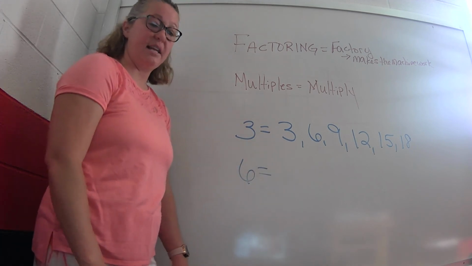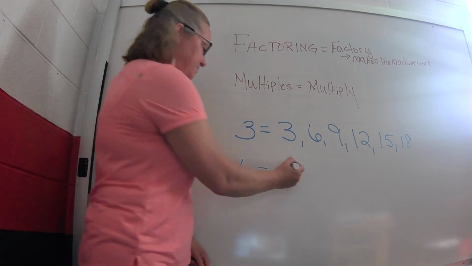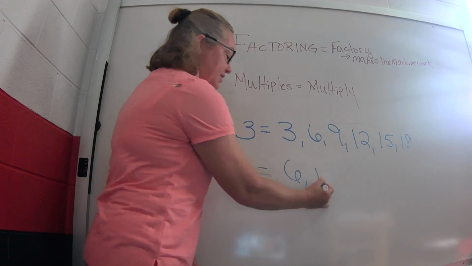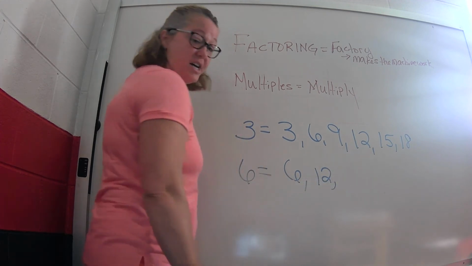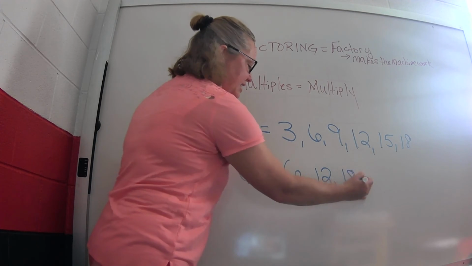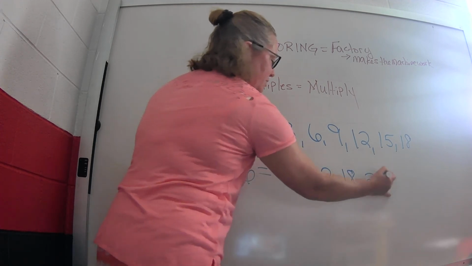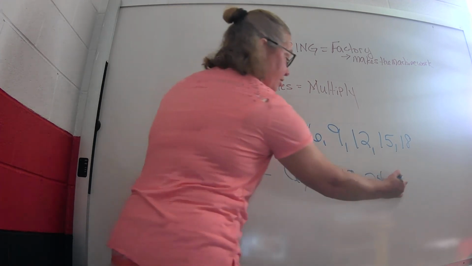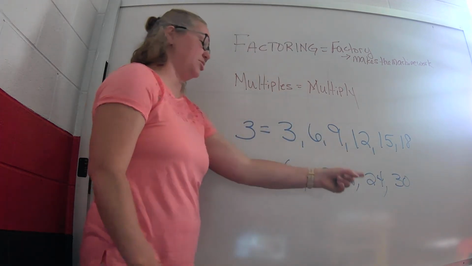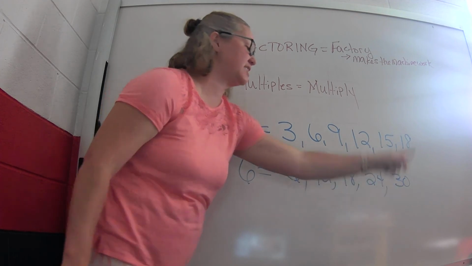What if we want to do the multiples of 6? All right, you got it? You ready? 6 times 1. So 6 is always a multiple of 6. So then 6, 12. What's next? Very good. 18, 24, 30. Let's go out again 5 or 6. So 6 times 1, 6 times 2, 6 times 3, 6 times 4, 6 times 5.